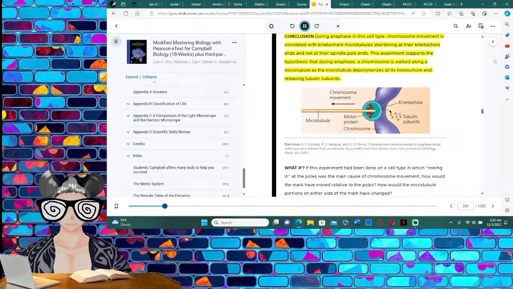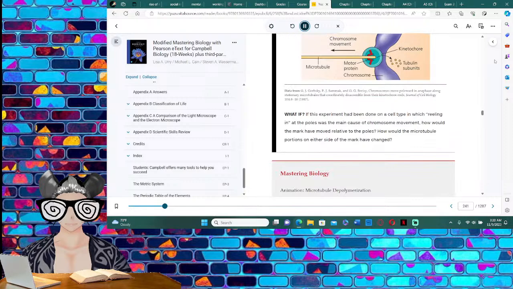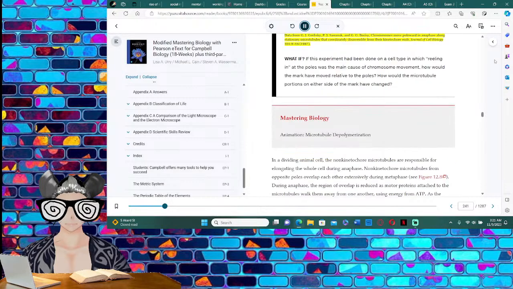This experiment supports the hypothesis that during anaphase, a chromosome is walked along a microtubule as the microtubule depolymerizes at its kinetochore end, releasing tubulin subunits. A diagram shows chromosome movement along a microtubule toward the pole end as the microtubule depolymerizes at its kinetochore end, releasing tubulin subunits.